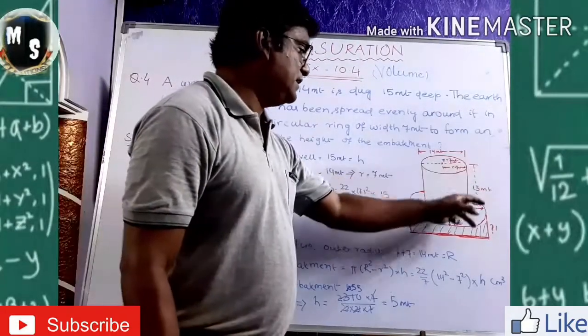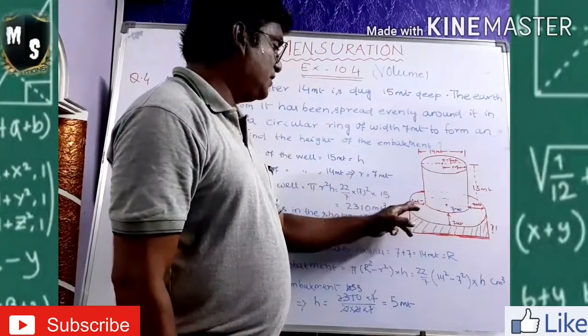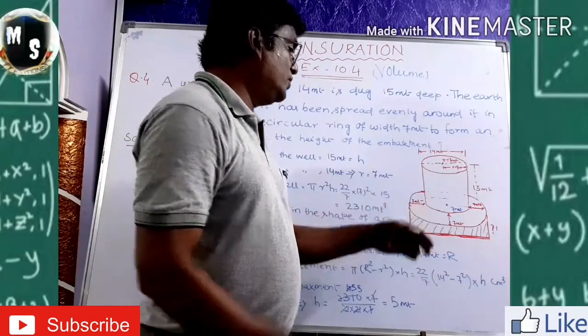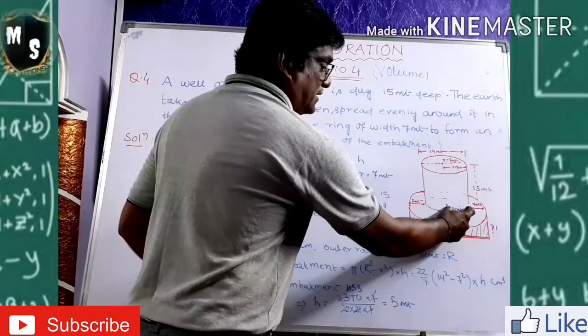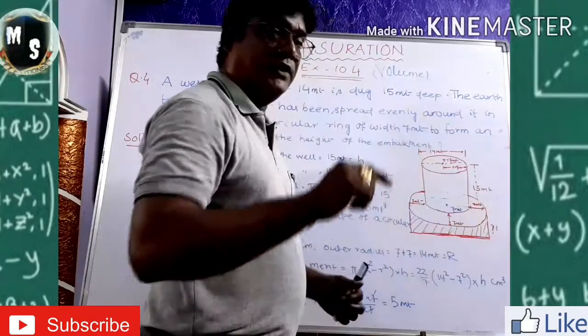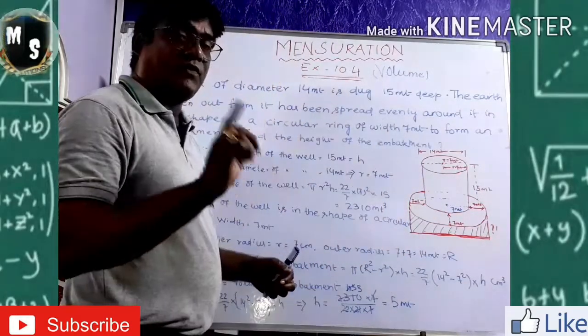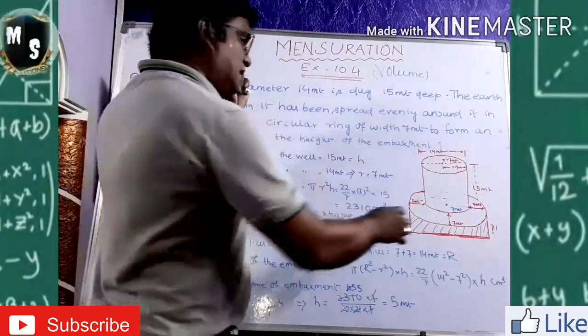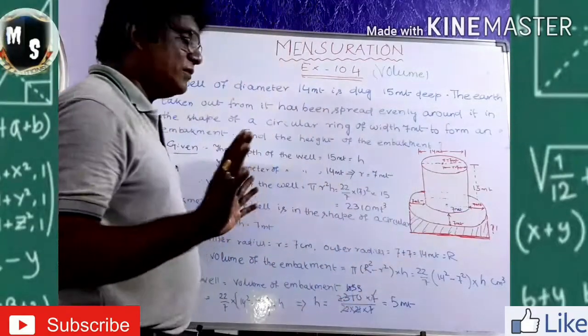And the well is 15 meter deep and the width of the ring is 7. So what is the inner radius? 7. 7 plus 7, 14. The outer radius will be 14. That means bigger will be 14 and smaller will be 7. That much you have to understand.